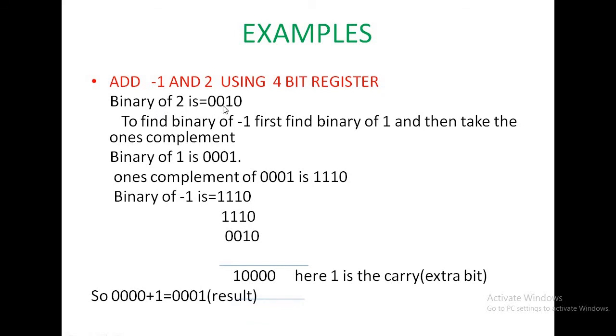What is the binary of 2? 0, 0, 1, 0 in 4 bits. We already know that 2 means 10. 10 means 2 bits, but here a 4-bit register is given. So I can take 0, 0, 1, 0.